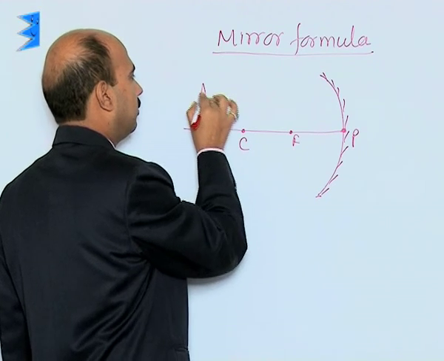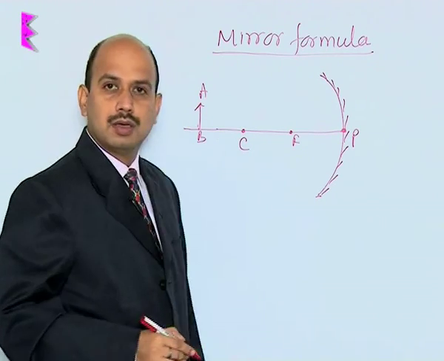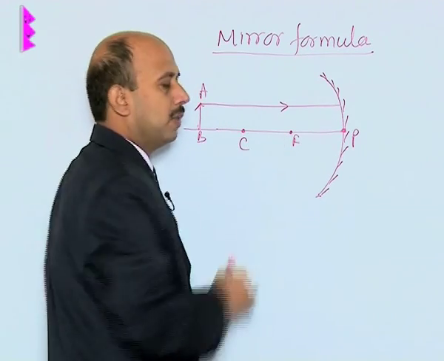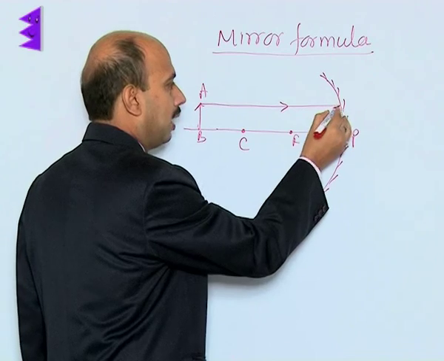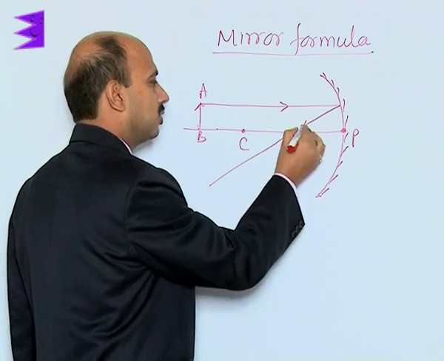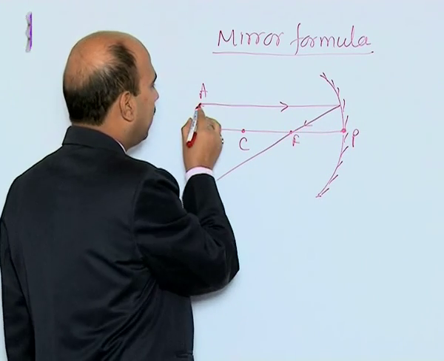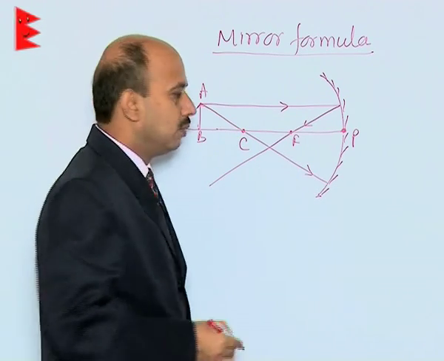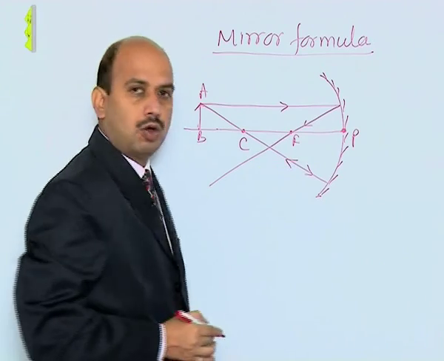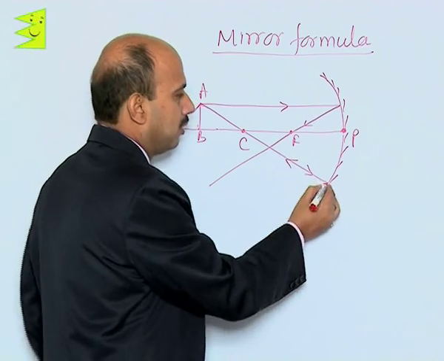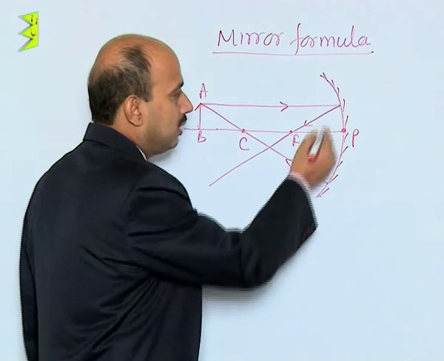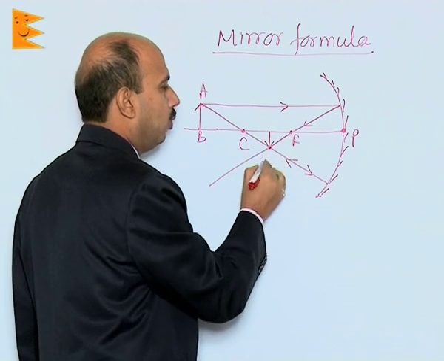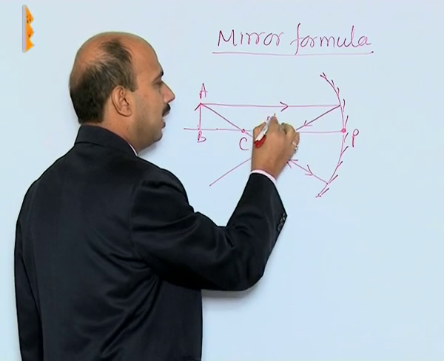like the object is A and B. I am taking two rays from the top of this object. One is parallel to the principal axis and comes to this point after reflection. One ray I am taking passes through the center of curvature. After reflection it will retrace the path because it is a normal incidence, that means the angle of incidence is 0 at this point. So these two reflected rays intersect at this point. So the image is obtained over here, that is A dash and B dash.